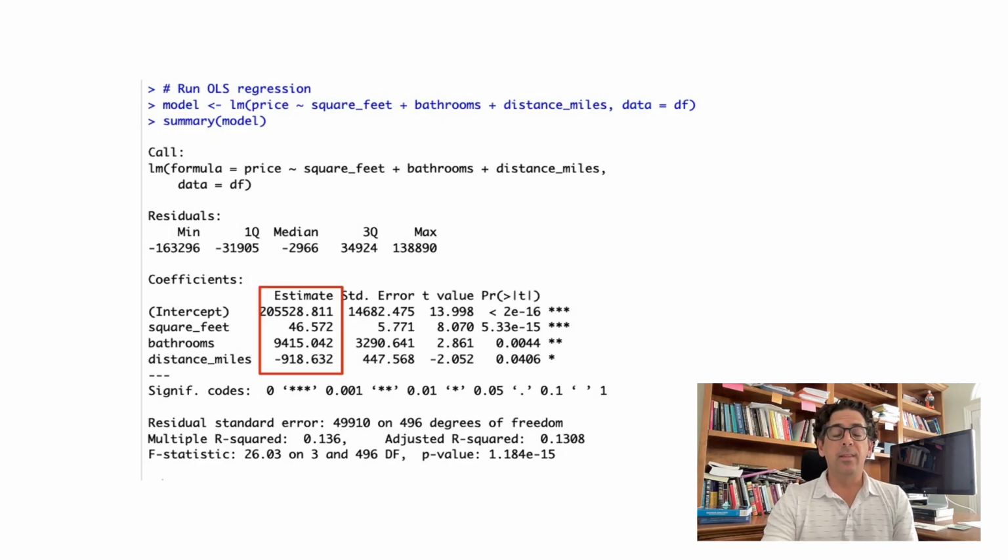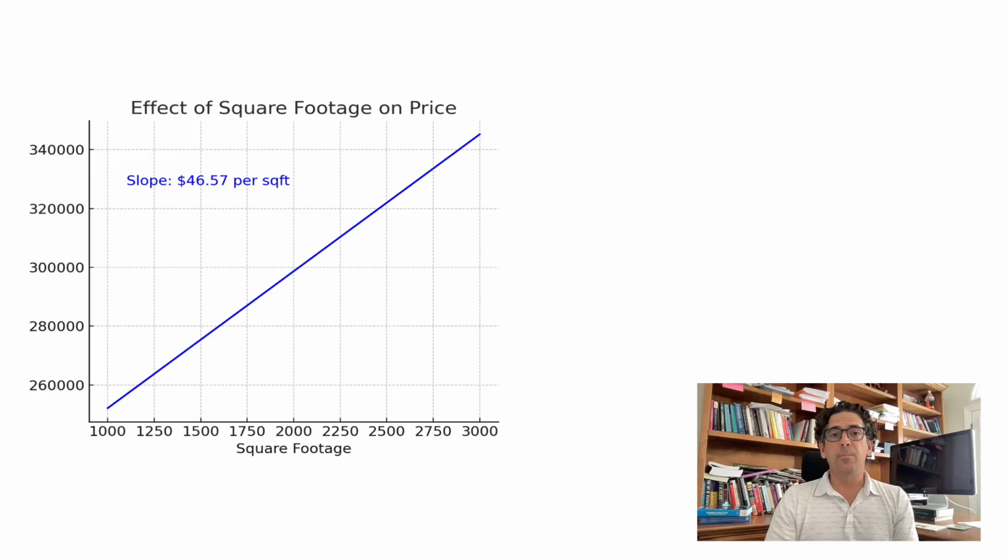You can think of it this way. These are simply slopes. You can think about the calculus classes or algebra classes that you took in high school, or maybe you're taking them in college. A slope just tells you how much the y changes as a function of the x. In this example, the influence of square footage on price is positive, and it's 46.57, which I just said earlier. The home price is on the vertical axis, square footage on the horizontal axis.